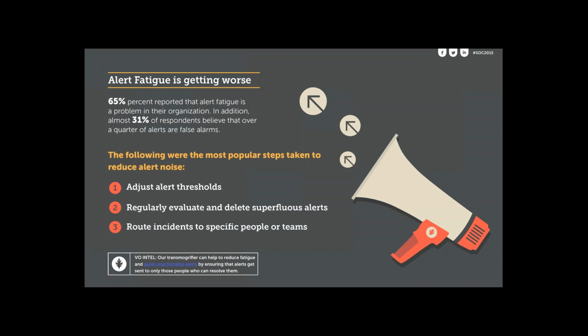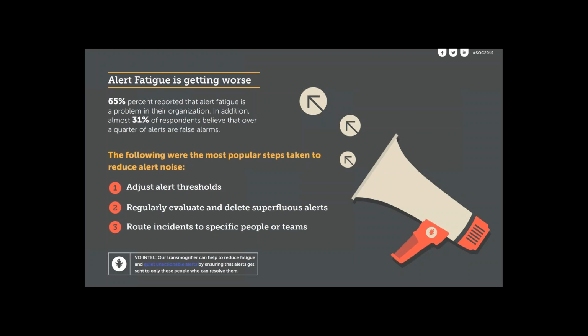So this has real impact to the business in terms of people's trust and ability to respond appropriately to alarms if they don't actually think that they're real. So we dug into what were the most popular things that people are doing to reduce alert noise. So that has to do with obviously adjusting thresholds. So you're pushing code constantly. Make sure that your alarms are still valid and make sure that those thresholds are adjusted appropriately.